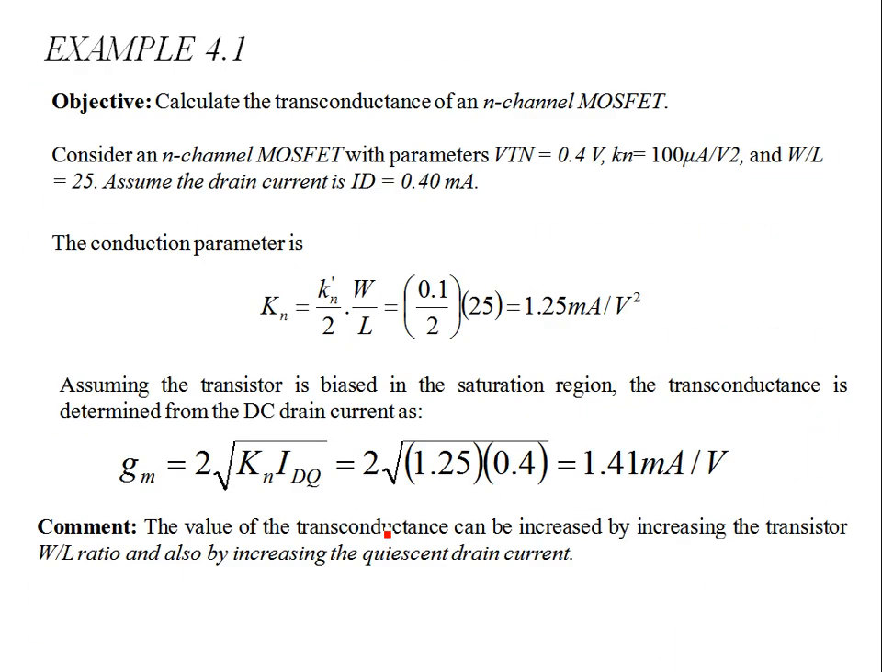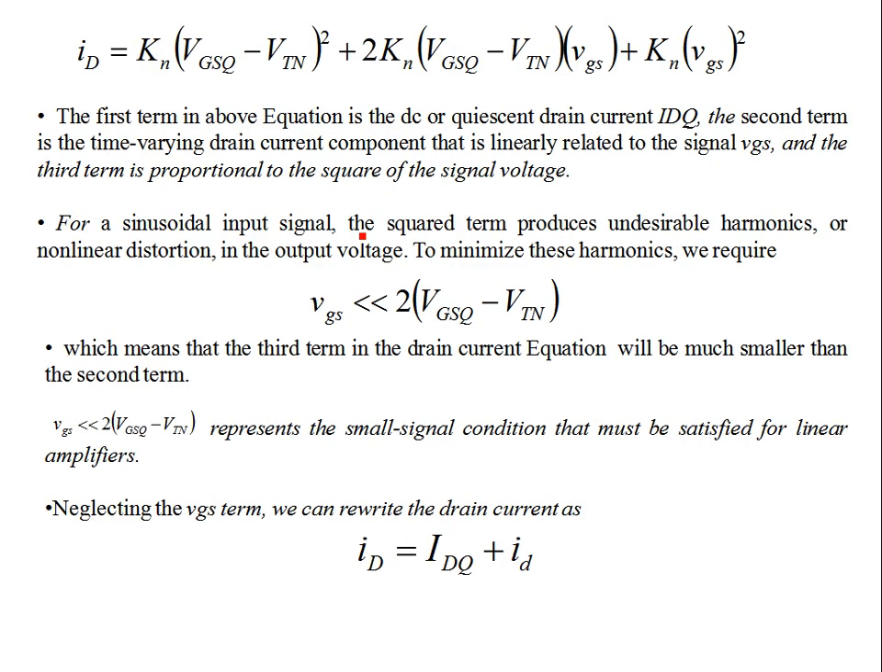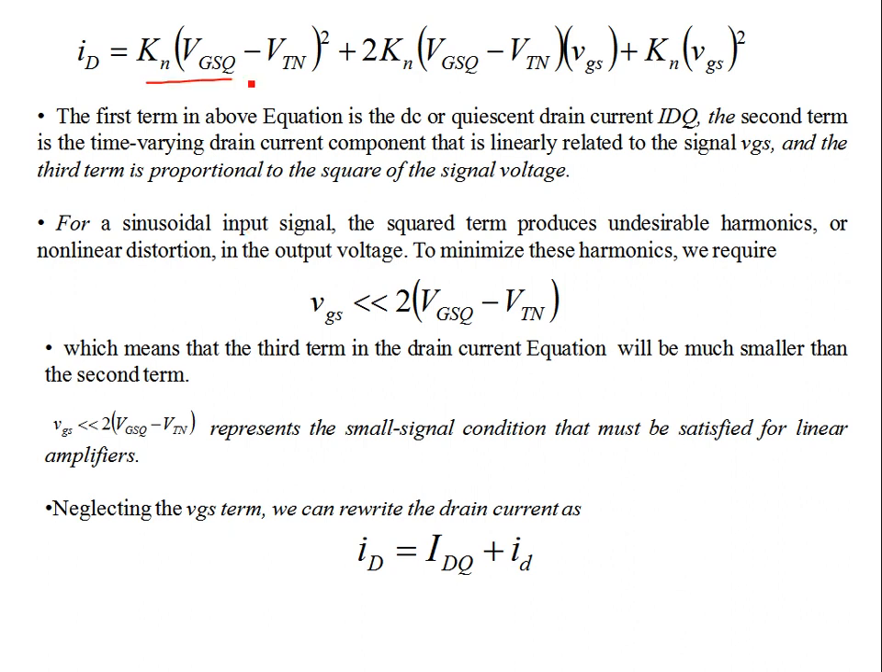We used this before as well, but for a quick recovery of the memory, it was like this. We consider this same saturation IV characteristic, and VGS is replaced by the DC and AC quantities. Now if you expand this, the first term is purely the DC term. Then you have a DC and AC term, and this last one is the purely AC term. We assume that vgs is much, much less than 2 VGSQ minus VTN, because this term produces harmonics. So under small signal conditions, we ignore this term.